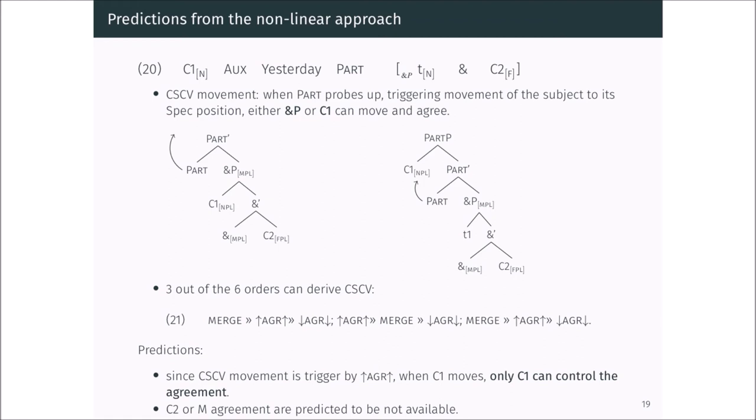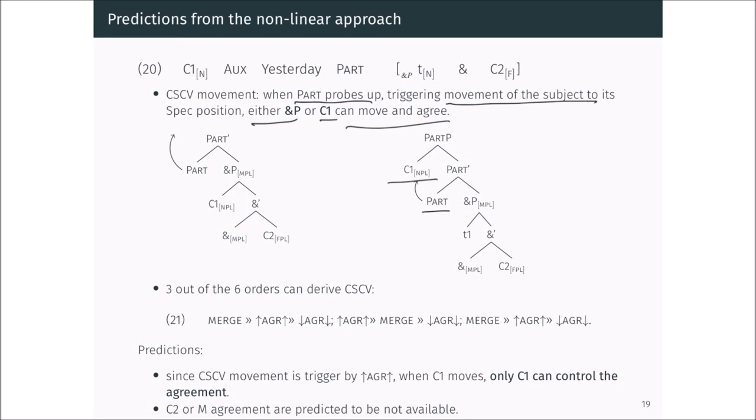Now let's look at the predictions from the nonlinear approach. In the nonlinear approach, agreement and movement of the subject are linked. So when the participle probes up, triggering the movement of the subject with specified position, either the end P or the first conjunct can move up and agree. And because of this, we can have CSCV movement. And when the first conjunct moves up, that's the only conjunct that can control agreement on the participle, because the movement itself is triggered by upward agree, as proposed in Murphy and Bushcart 2018.